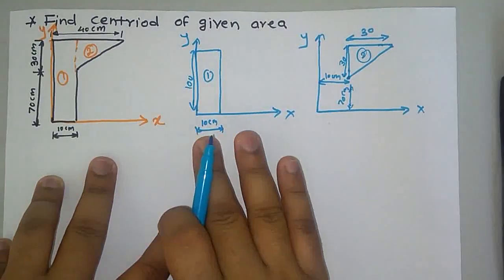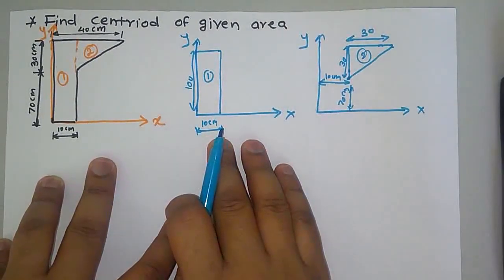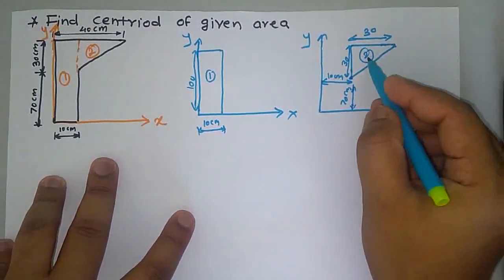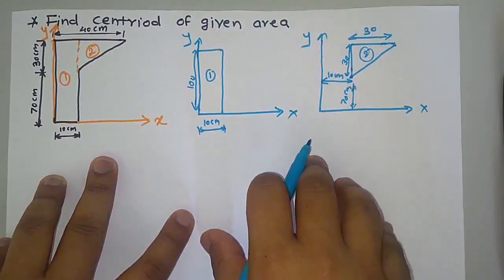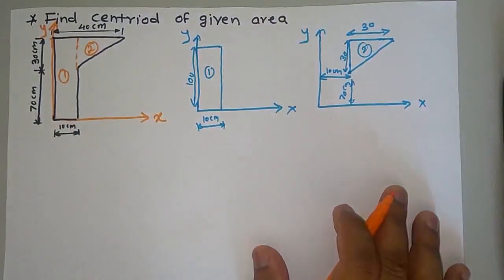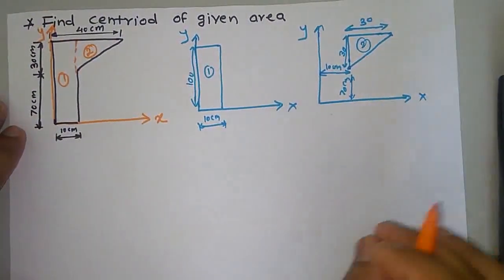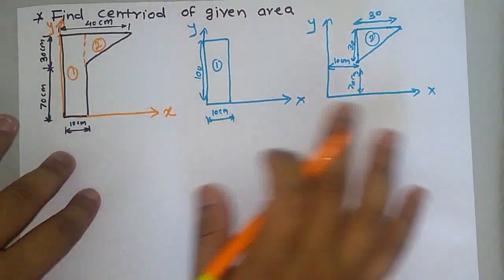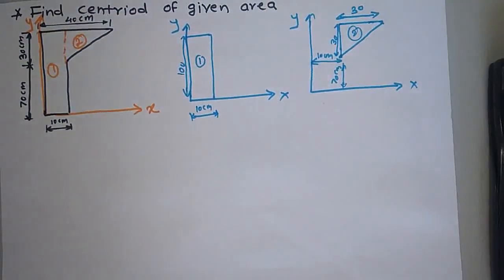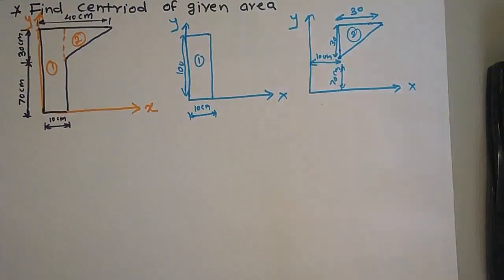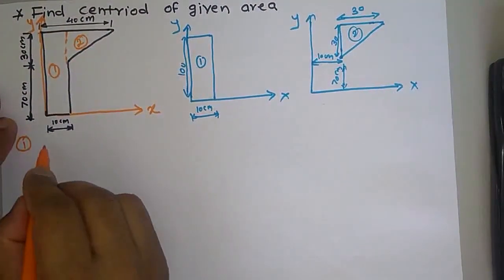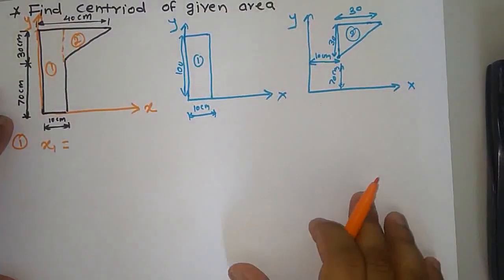Now we know how to find the centroid of this rectangle and how to find the centroid of this right angle triangle. So one by one we will find. What do we need to find? We need to find x1, y1, x2, y2, and the area of the rectangle and the area of this triangle. So that we will find. First, we will calculate the first part, right? X1. So what is x1?